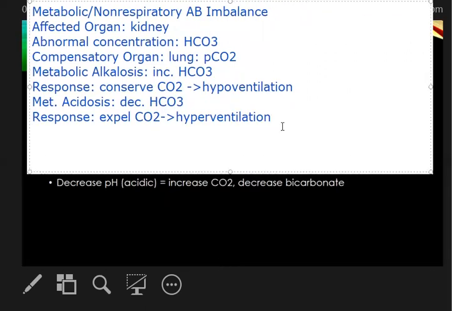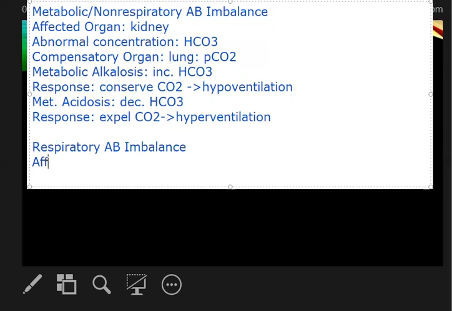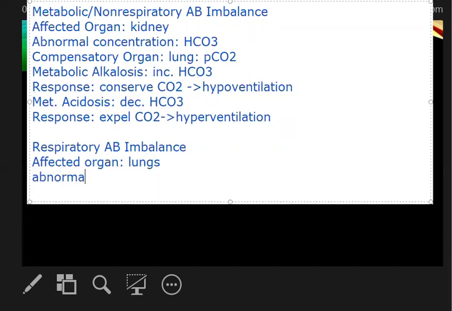Let's move on to the other type of imbalance, which would be respiratory acid-base imbalance. What is the affected organ in this case? It would be our lungs. If you look at the concentrations of your parameters, the abnormality lies in the concentration of your partial pressure of carbon dioxide.